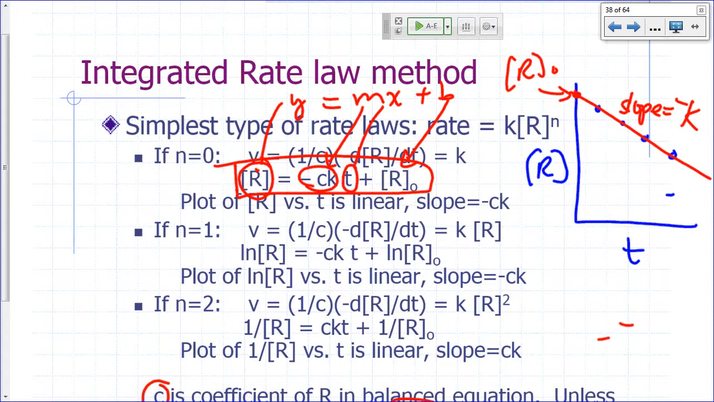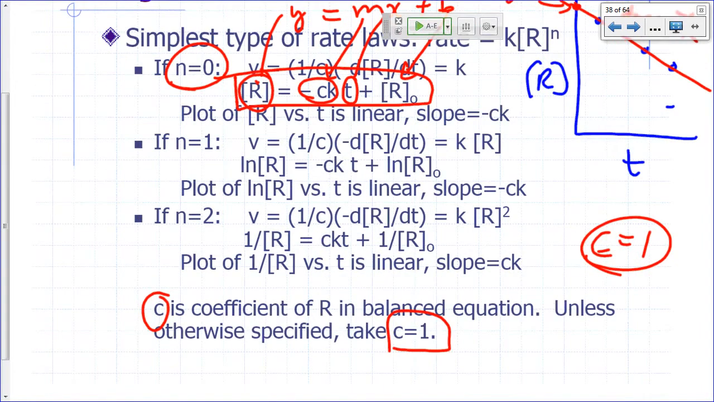We're going to assume c is equal to 1, so your slope is equal to negative k. That's a consequence of, that would be what you would expect if your rate law is zero order with respect to the concentration of R. What would you expect to see if it is first order? If it's first order, then what you'll find is this.